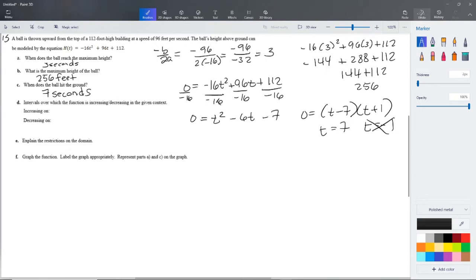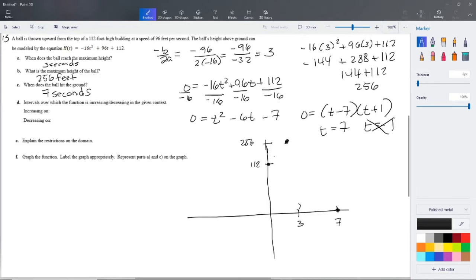D and E and F could all be answered by actually graphing this equation here. So let's go ahead and graph it right here. We didn't talk about the y-intercept, but we know if we go back to the original, the y-intercept is 112. And again, because we're launching it, this is the place where our graph actually starts. Our vertex is at 3 and 256, so somewhere up here is 256, and somewhere here is about 3 seconds. And then at 7 seconds, we know it also hits the ground here because that's as far as it goes.